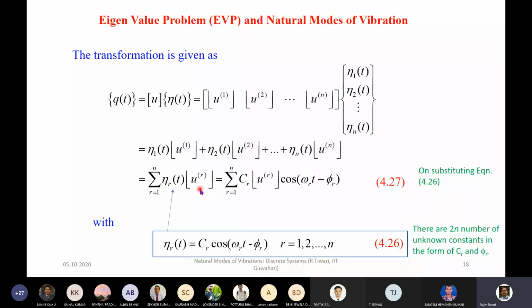Now the eta r, in the previous slide we have the solution of this form. So that can be substituted here. So the generalized displacement can be expressed in terms of the mode, the eigenvector, these constants and the time function, the harmonic function. As I mentioned, Cr and phi r are the constants to be obtained from the initial conditions. We can expand this and simplify this equation.